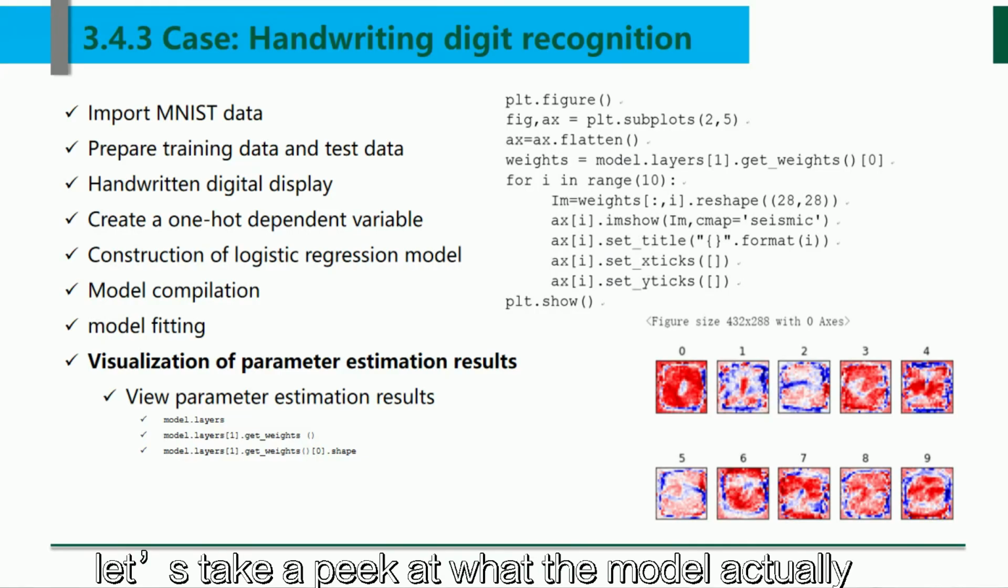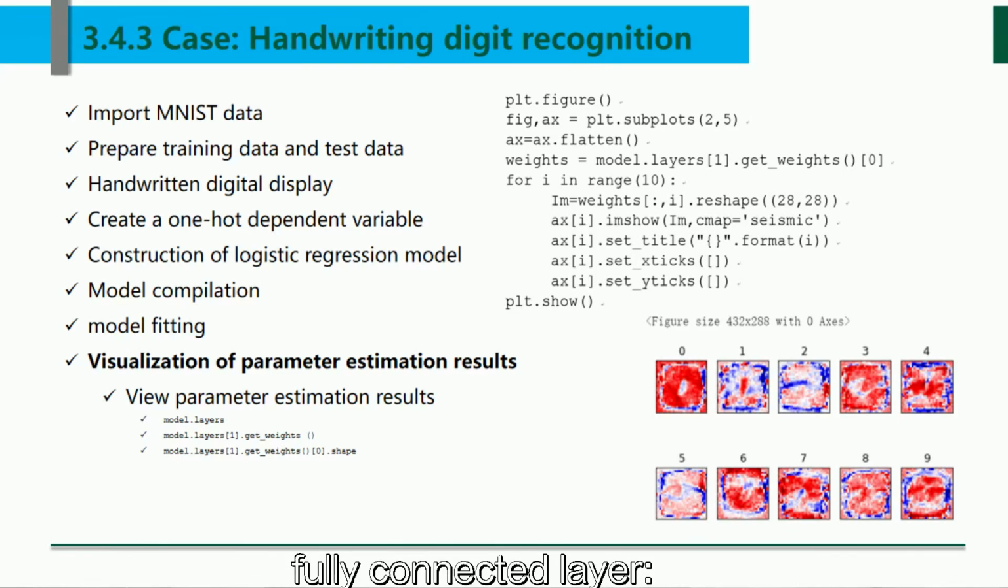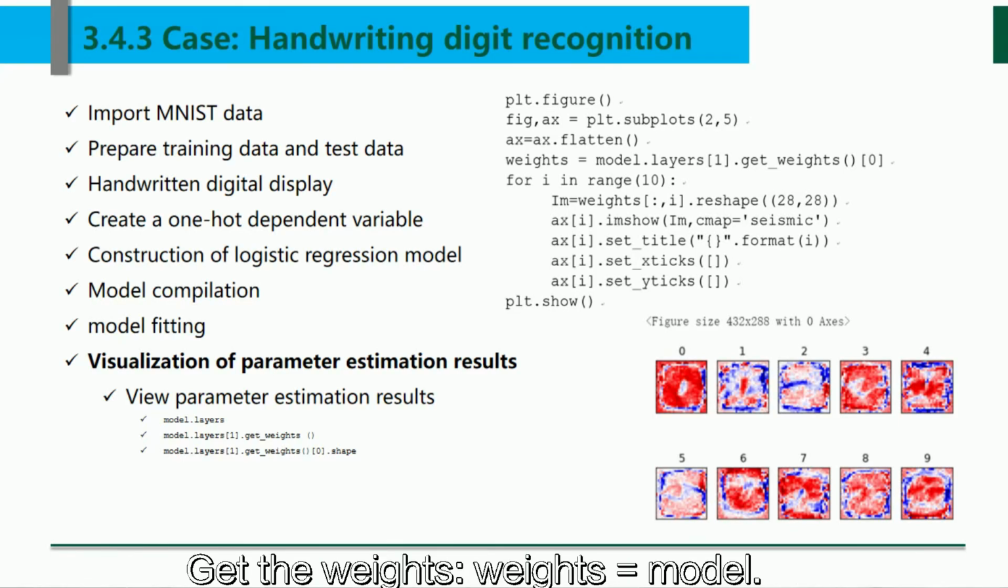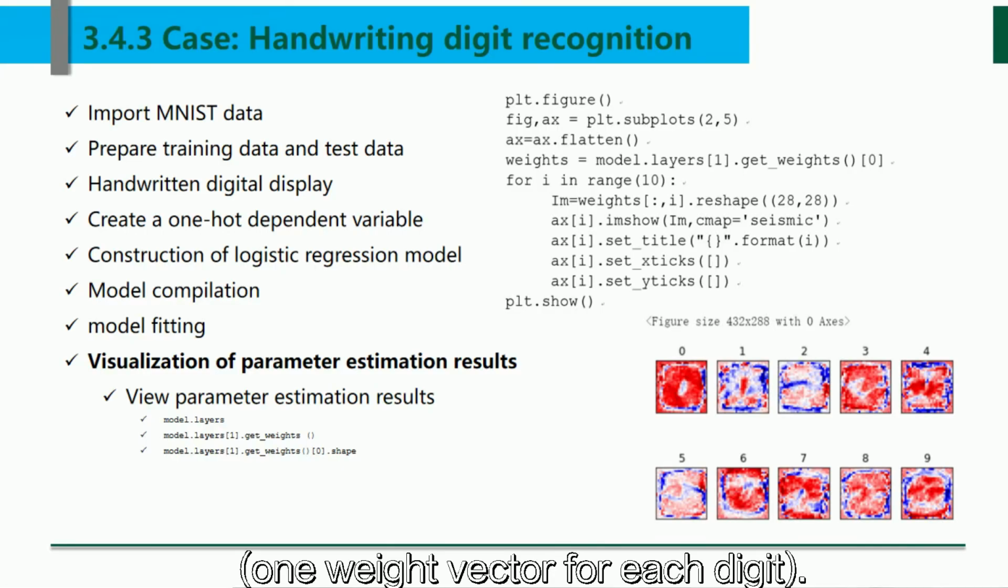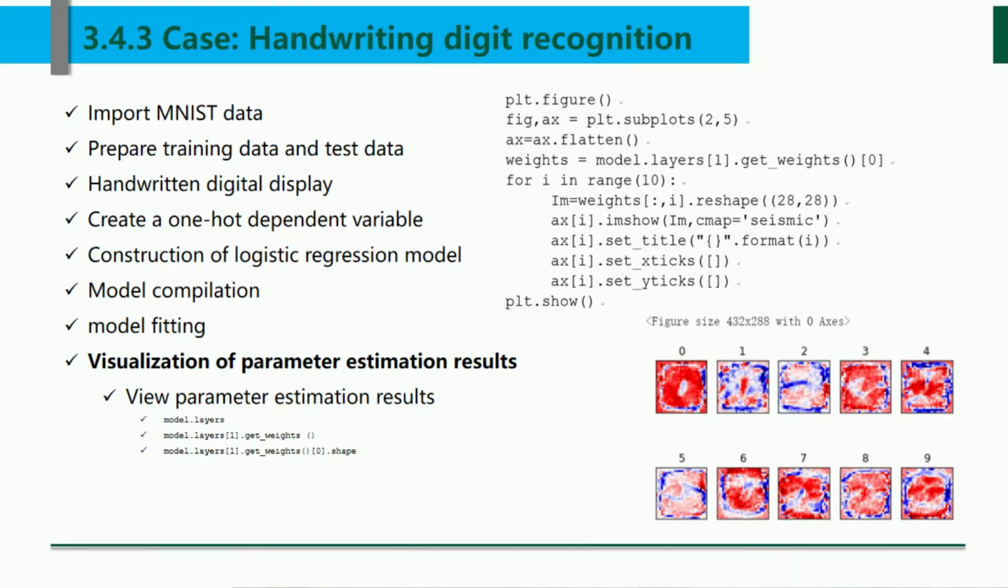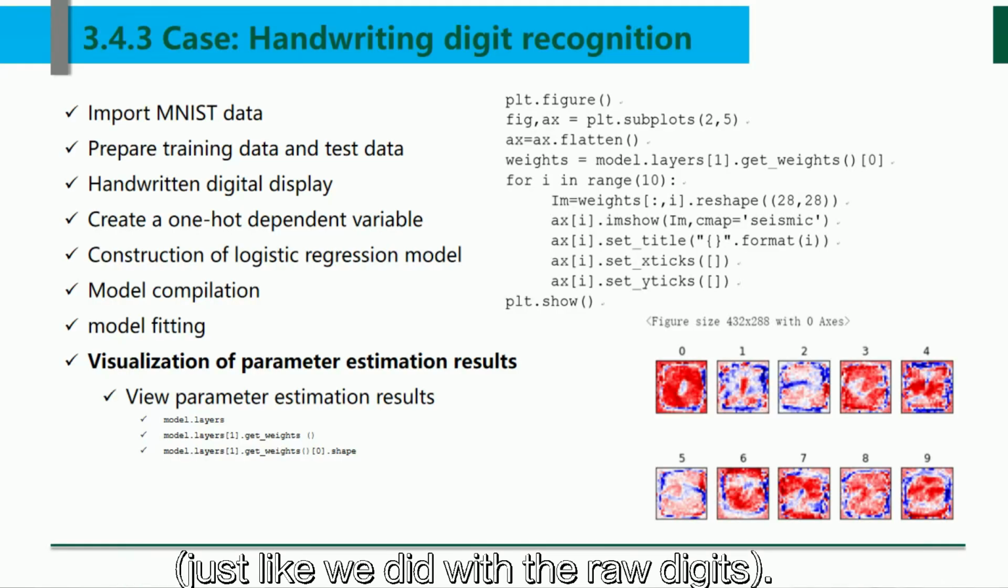After training, let us take a peek at what the model actually learned. We'll look at the weights from the fully connected layer. Get the weights: weights equals model layers 1, get weights 0th. These weights are a 784 multiplied by 10 array, one weight vector for each digit. For each digit, 0 to 9, reshape its weight vector into a 28 multiplied by 28 image, just like we did with the raw digits.